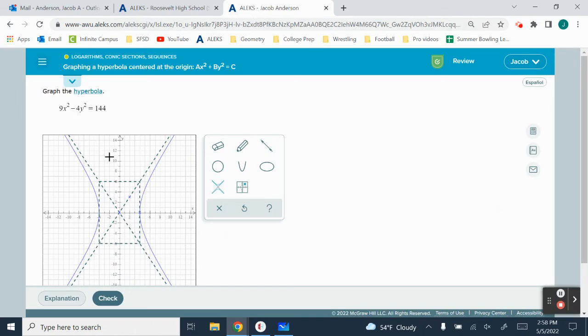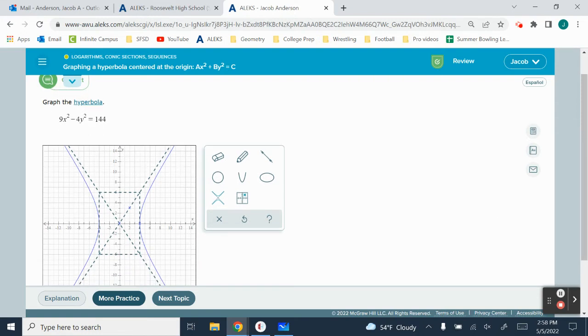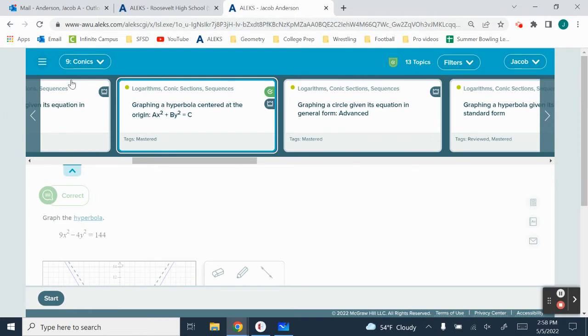This looks like my hyperbola. I'll check to make sure we did it right, and good, we got it right. So we can move on to the last topic. That last topic was graphing a hyperbola given its equation in general form. That's topic 12.